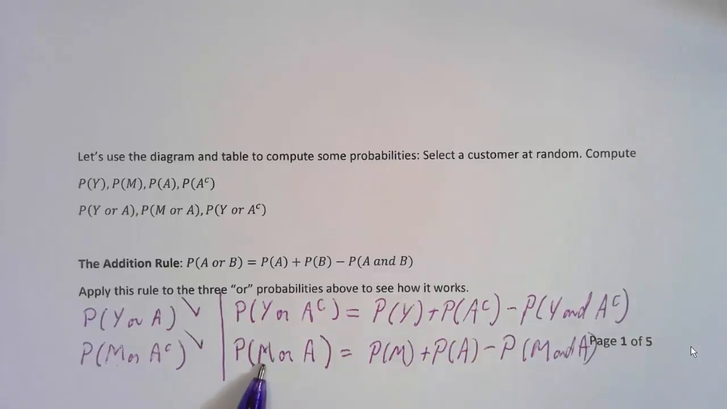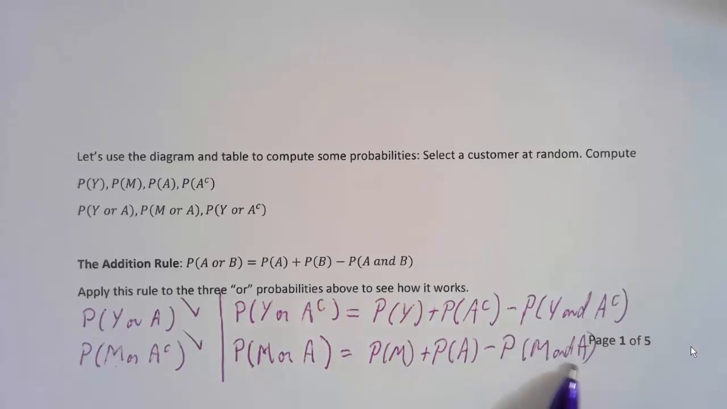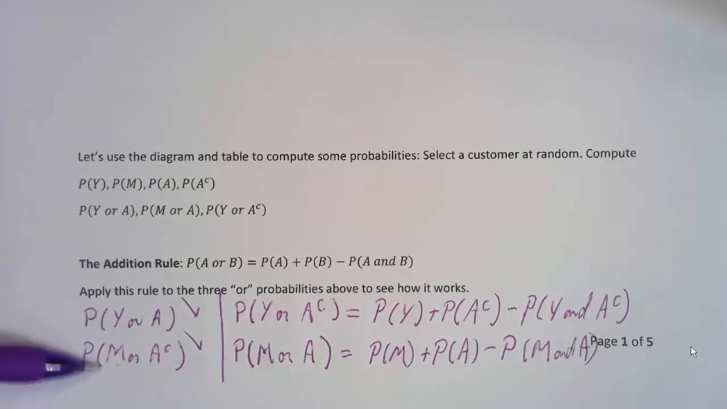The probability of m or a is the probability of m plus the probability of a minus the probability of their intersection. You should get these on your own and then double check by looking at the interior of the table, just as we did with these two.